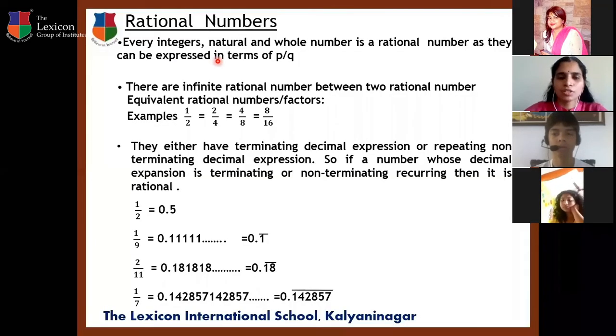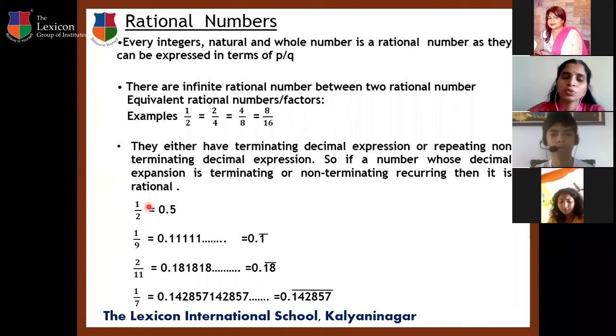Every integer, natural and whole number is a rational number, and it can be represented in P by Q form. Q should not be equal to 0. Then there are infinite rational numbers between two rational numbers. Then the next thing is the decimal expression of rational numbers. You know that any P by Q form can be represented as a decimal form.